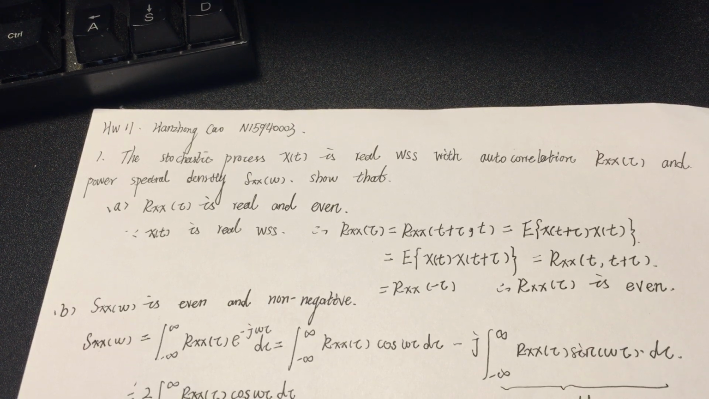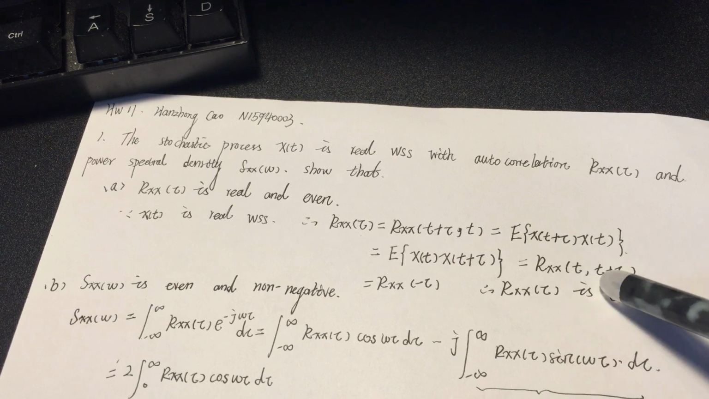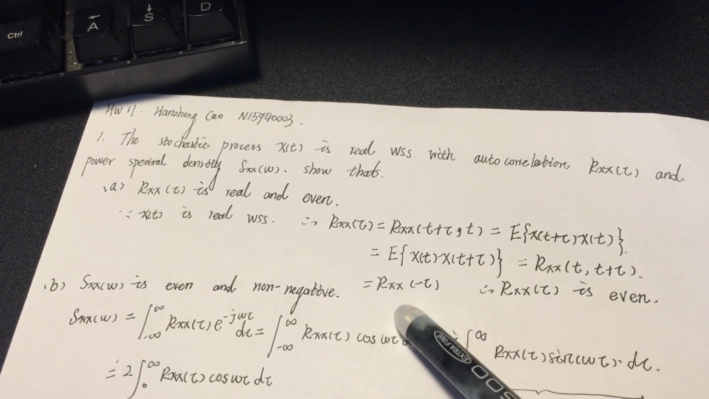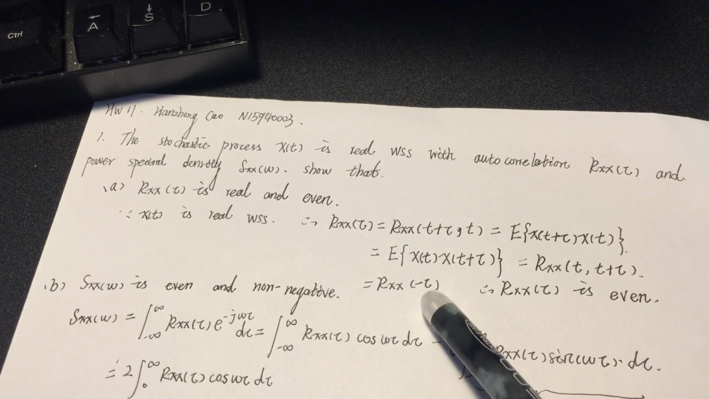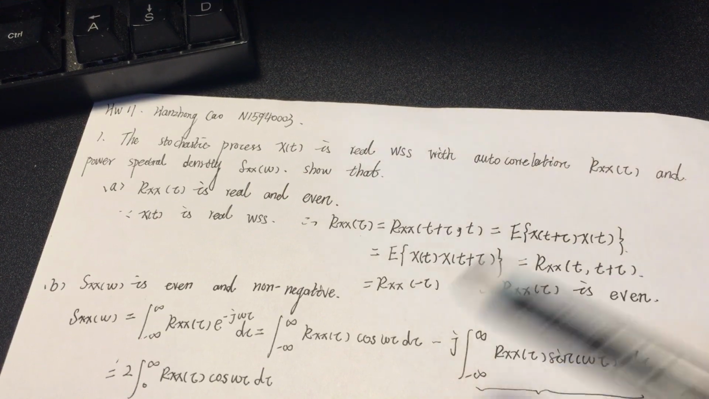And so if we replace tau by minus tau on both sides, we get that it equals Rxx(minus tau). Therefore, Rxx(tau) is even.